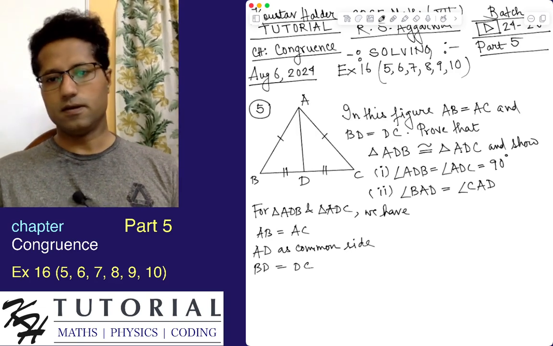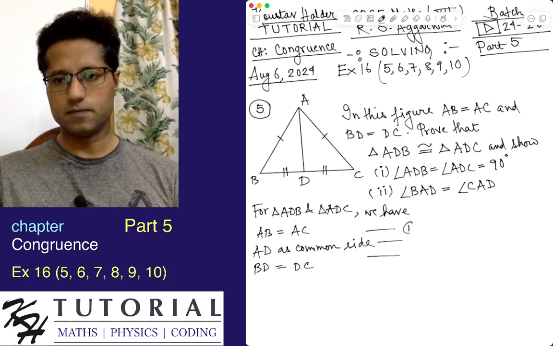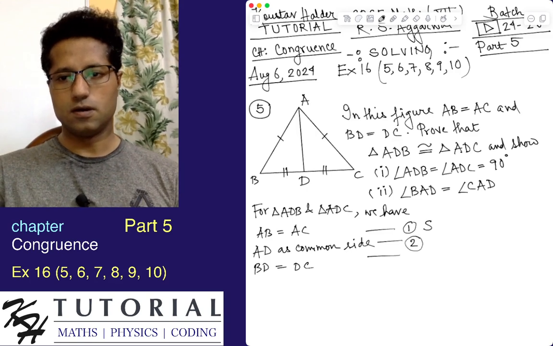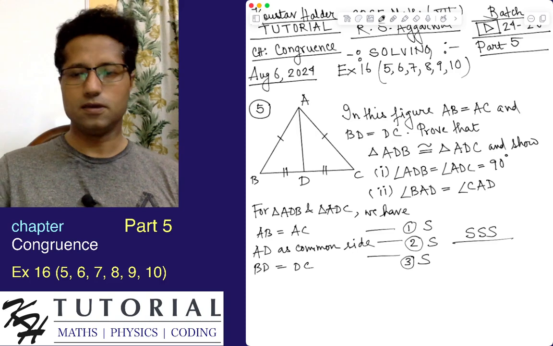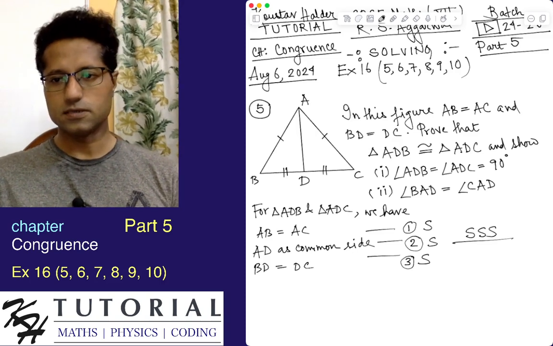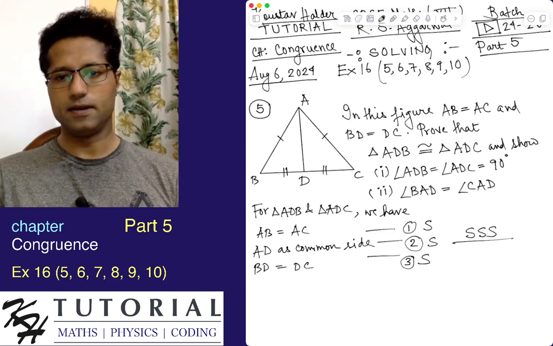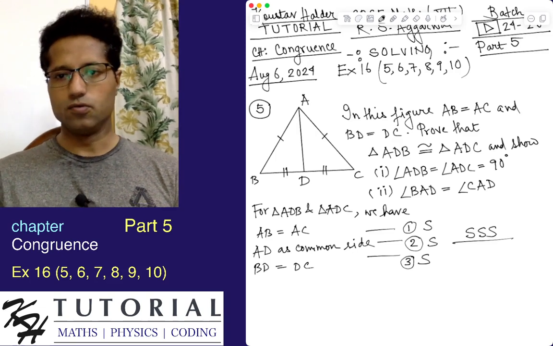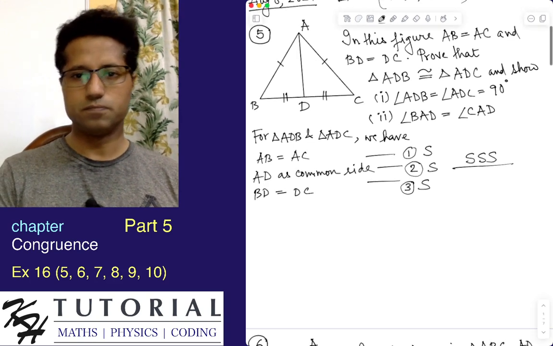So we can see we have 3 matching parts. First matching part is a side, second matching part is also a side, and third matching part is also a side. So the SSS congruency property is satisfied, and hence we can say that the triangles ABD and ADC are congruent. Now we have to find the correspondence.